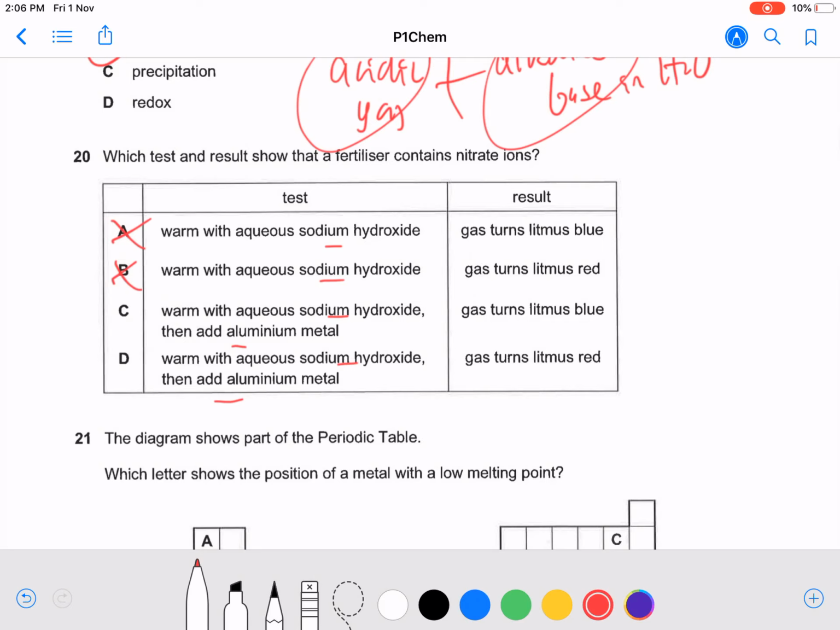When you add aluminium metal and sodium hydroxide, you reduce the nitrate to ammonia, which is an alkaline gas, so that will turn litmus blue, not red. The answer is C.